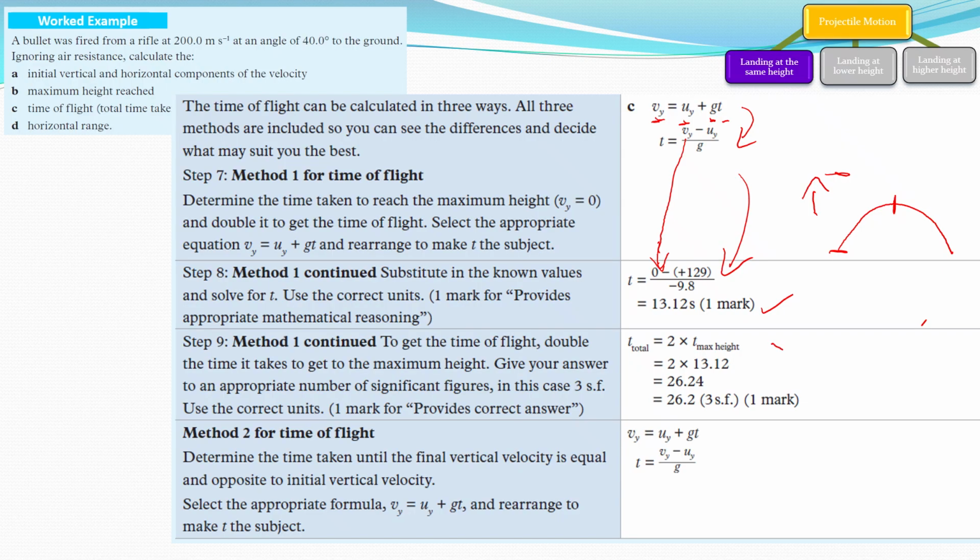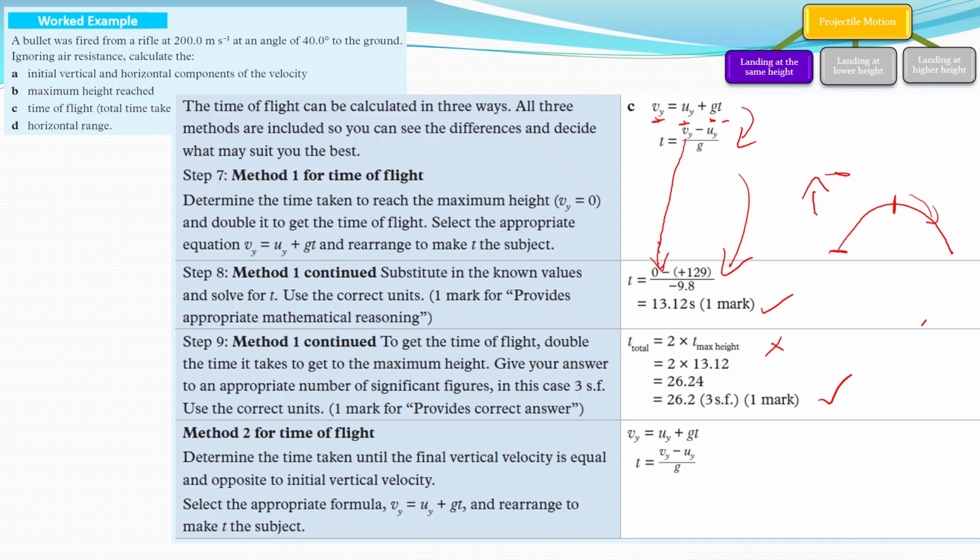So what this next step here is telling us is that you have to double it to get the other half of the journey. So the 13.2 seconds, to say it a bit more clearly, is how long it takes to get to the top of its trajectory, to the top of that parabola. If I double it, that's now the time to get all the way back down to the ground. So it's taking 26 seconds to get all the way back down to the ground. All right, that's one way of working out the time of flight.